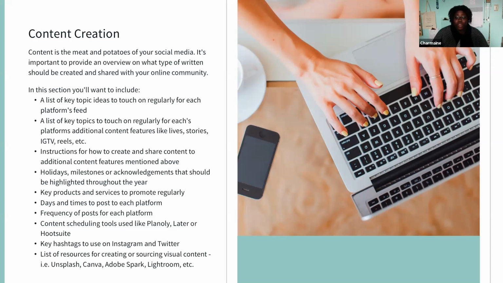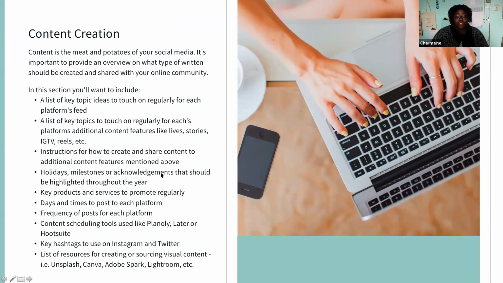Once we do a couple of tests, we can determine, okay, this seems to be the time where we get the most engagement. So we'll write that down. And now we know for the social media guidelines, we're going to post to Instagram every day, Monday to Friday at 9:45 a.m., for example. So make sure that's included in your guidelines.